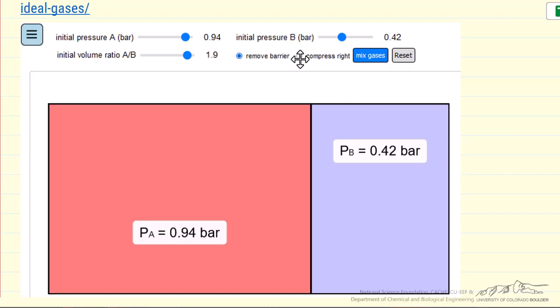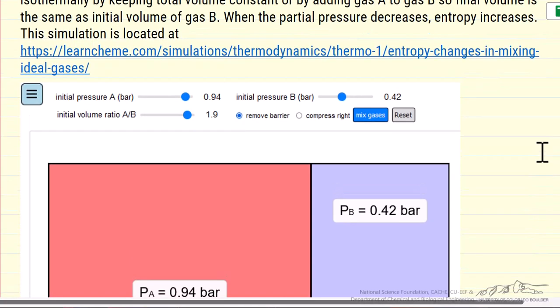The other option, this compressed to the right, means we push the gas on the left side onto the right side, and whatever the volume is, in this case, the smaller volume. And in each case, we determine what the entropy change is.